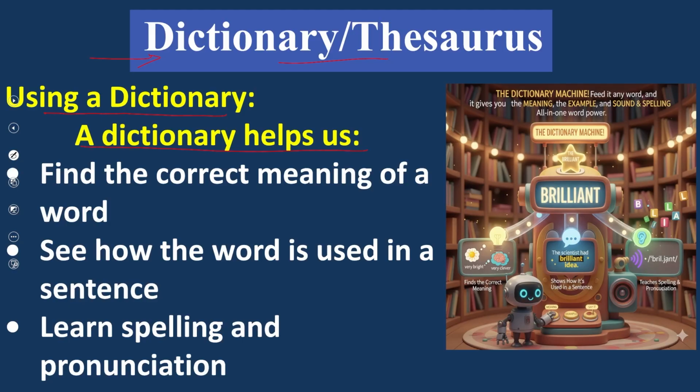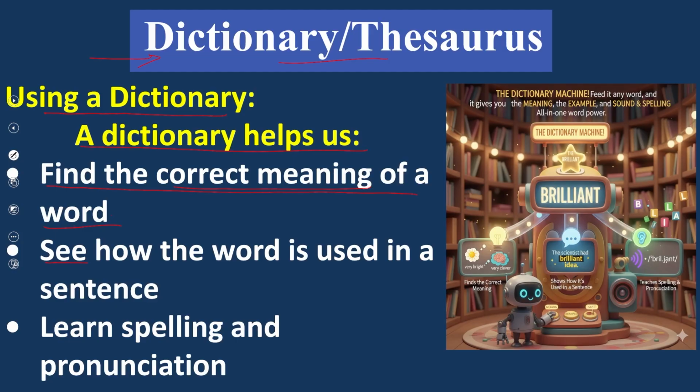Dictionary is derived from the word diction. Diction means language. It is a book for understanding any language deeply, such as English. Find the correct meaning of a word. Yes, our dictionary helps us, first of all, find the correct meaning of a word. If we don't know the correct meaning of a particular word, we consult the dictionary, and authentically we can see the authentic meaning of that word.